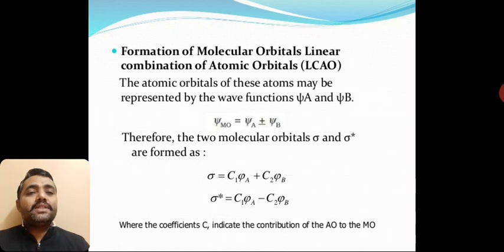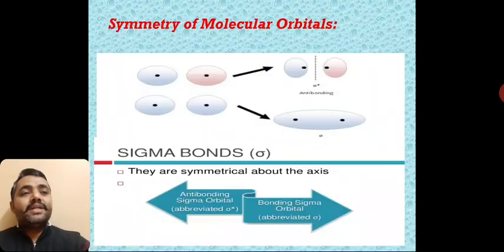In the first equation, sigma is equal to C1 psi A plus C2 psi B. C1 is a coefficient. When the wave function of atomic orbital A plus the wave function of atomic orbital B have positive overlap, they form a sigma bonding orbital, and when they have negative overlap, meaning a negative sign, they form an anti-bonding molecular orbital. In the next slide we will understand this completely as the symmetry of molecular orbitals.